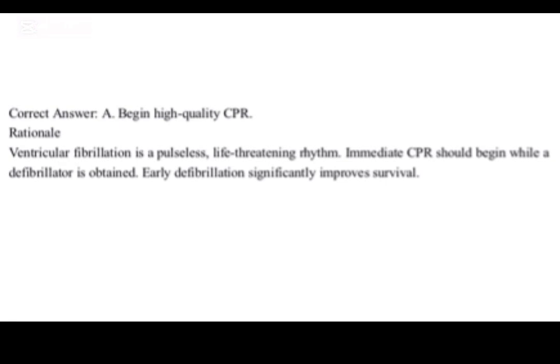Rationale. Ventricular fibrillation is a pulseless, life-threatening rhythm. Immediate CPR should begin while a defibrillator is obtained. Early defibrillation significantly improves survival.